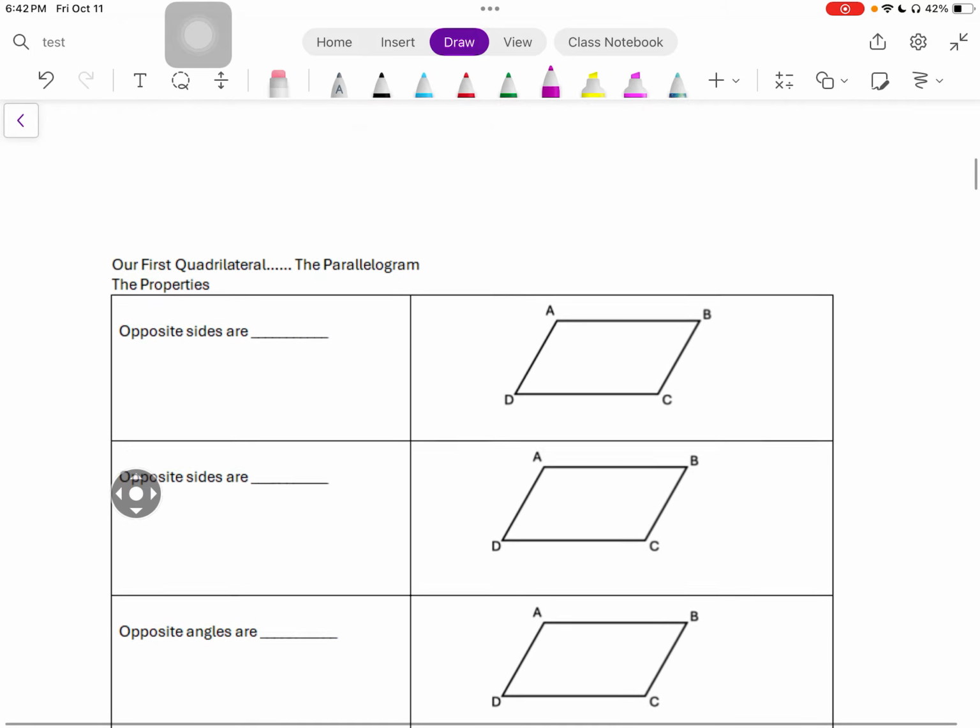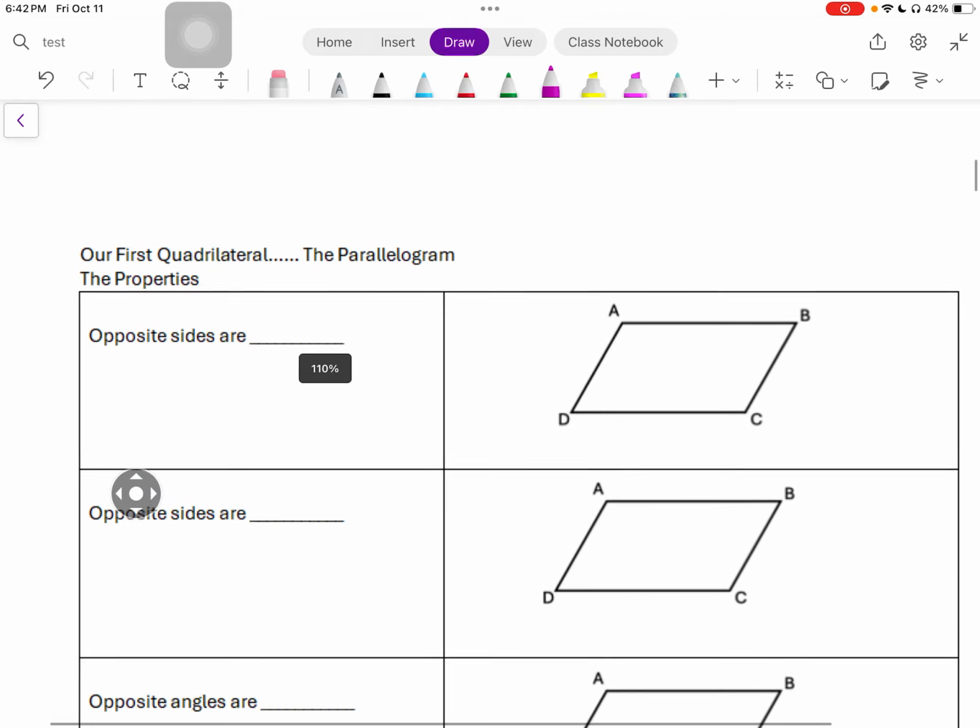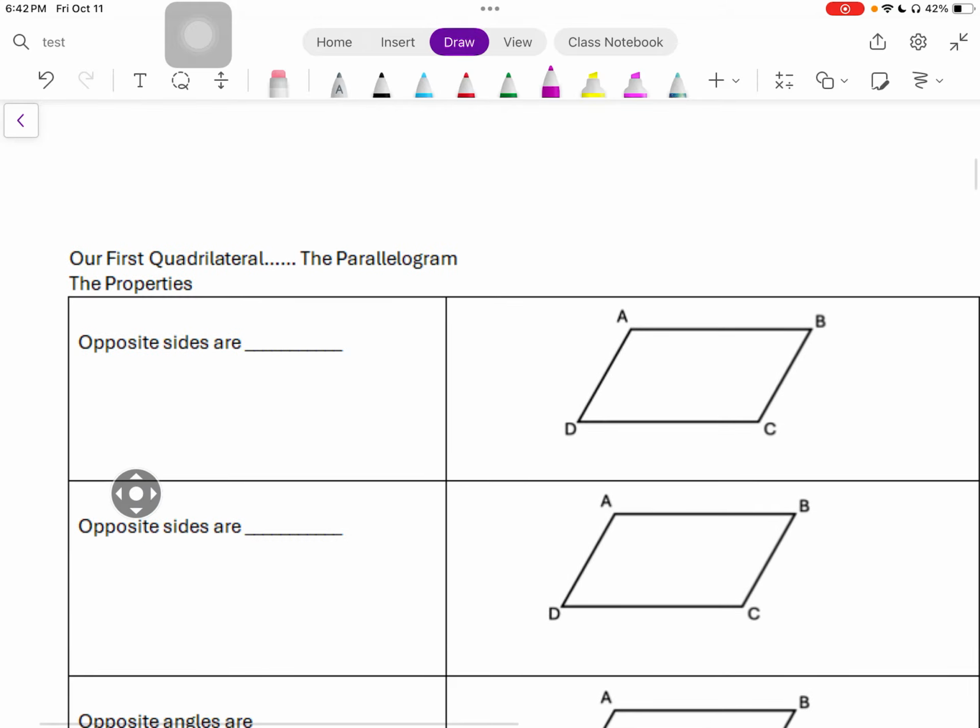Now, when you have a parallelogram, there are 5 properties that you are going to have to memorize. You're going to need to know the 5 properties, how to mark them on a picture, and how to use them in the questions. So the first property is opposite sides are parallel. Now, that's an easy one. It is right in the name, parallelogram.